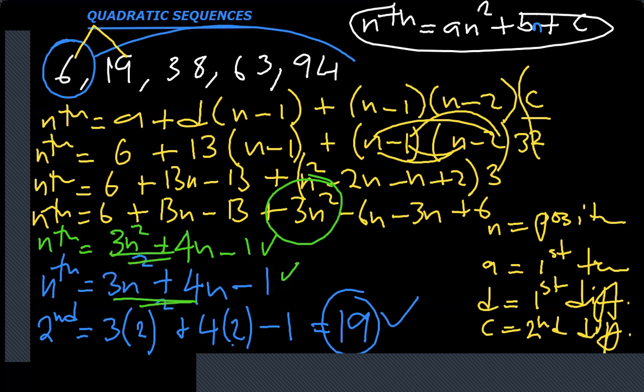So you choose the one you're more comfortable with. So that's how you get the nth term formula using the three expressions, and you can also use the compressed nth term formula, which is A plus D into brackets n minus 1, plus into brackets n minus 1 into brackets n minus 2, times C over 2. So choose the one you feel comfortable with and work with it.